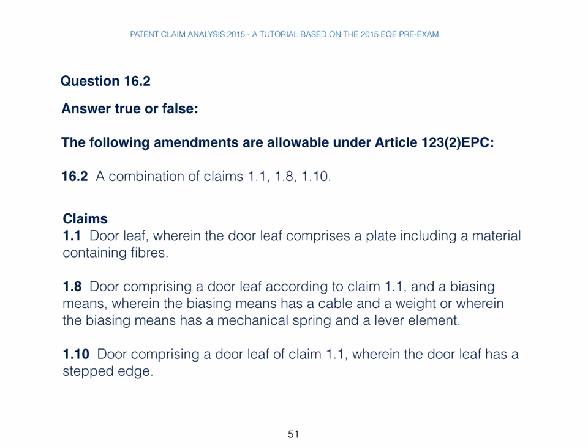Again, we have to consult the client's description this time to look for a basis for combining the stepped edge with the biasing means as defined. So look at the description, make up your mind, say true allowable or false unallowable, and we will go to question 16.3.